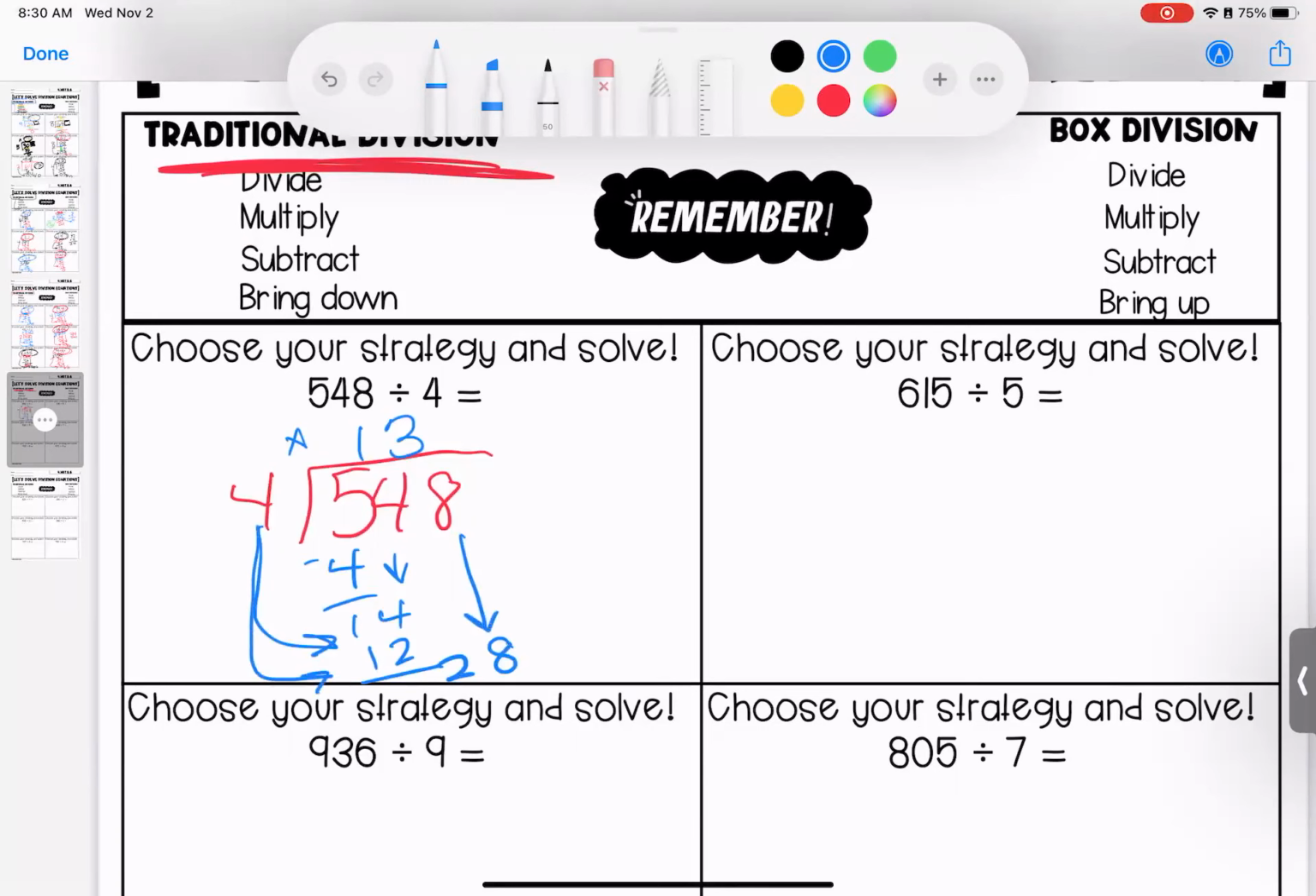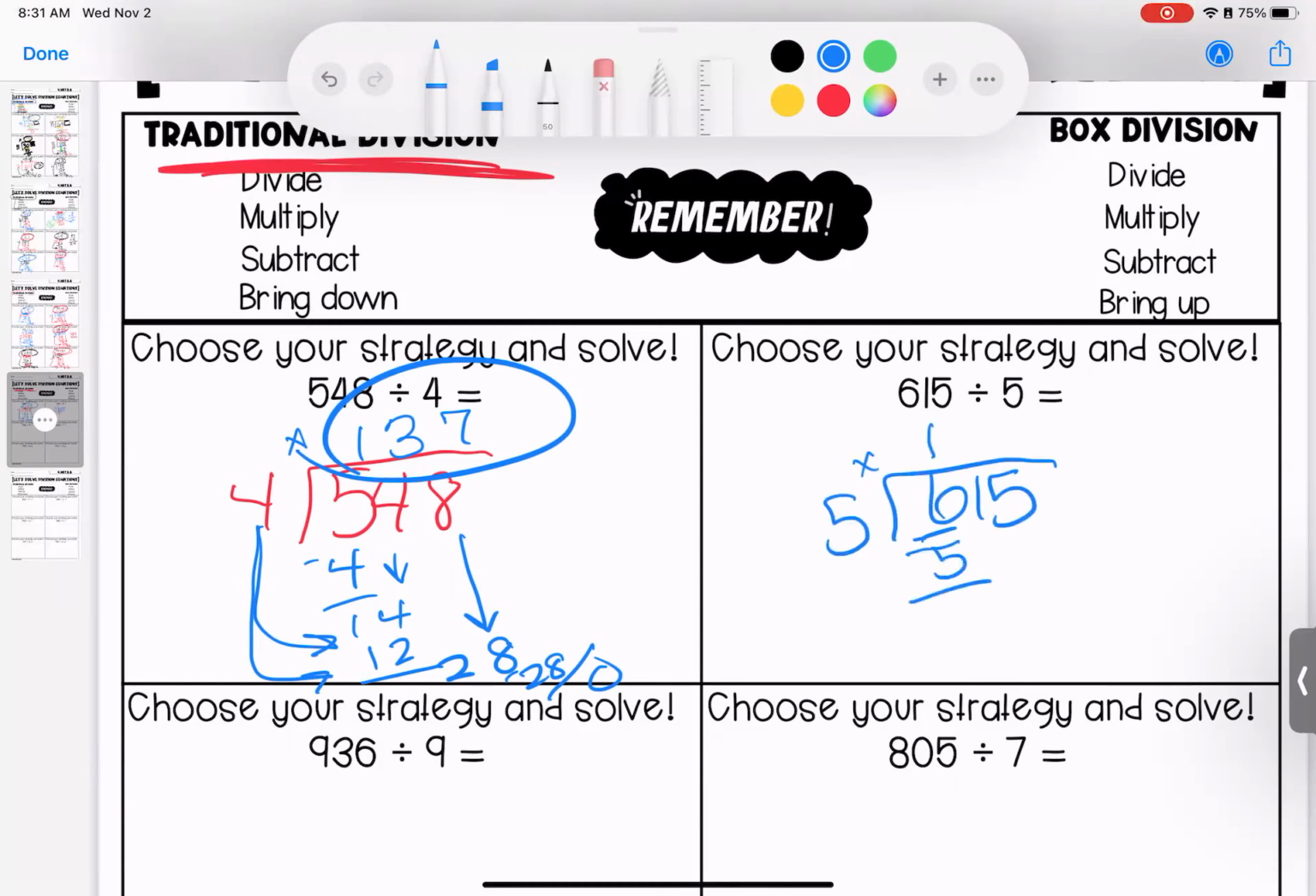Does 4 go into 28? It does 7 times, because 7 times 4 is 28. We're left with 0. Our answer is 137. Moving and grooving through our pages, loves. Does 5 divide into 6? Yes, one time, because 1 times 5 is 5. We subtract. 6 take away 5 is 1.